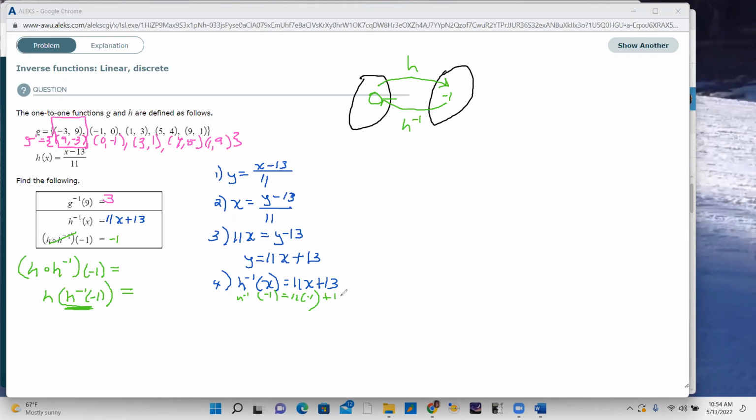So you can calculate it. You get two. And then H of two gives you negative one. You see what I'm saying there? So no matter what that number is, once you undo everything that H inverse did, you're back to the same exact value.